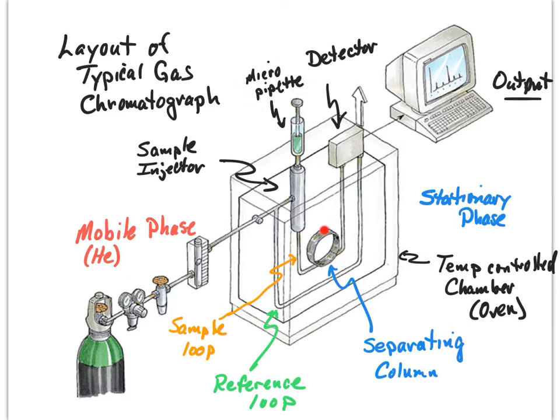It goes through, and we'll talk about how the separation occurs, and then it comes out, and then the detector compares what's coming out of the sample loop to what's coming out of the reference loop, right? And it converts that comparison into a signal, and we can see some kind of output.